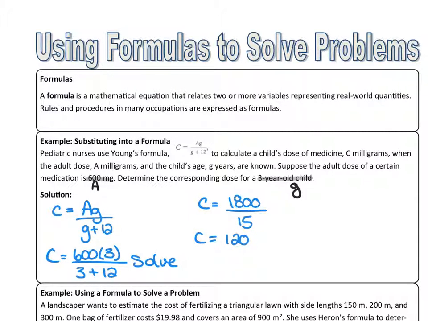So what does that actually tell us? That tells us that the dose for the 3-year-old should be 120 milligrams for the 3-year-old. Okay, easy peasy. Just make sure you substitute all the values in for the appropriate letters and that you are following order of operations. Let's move on to another example.